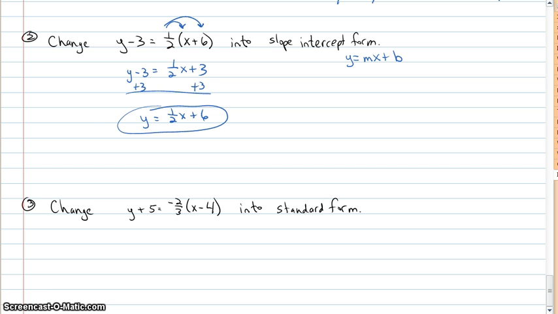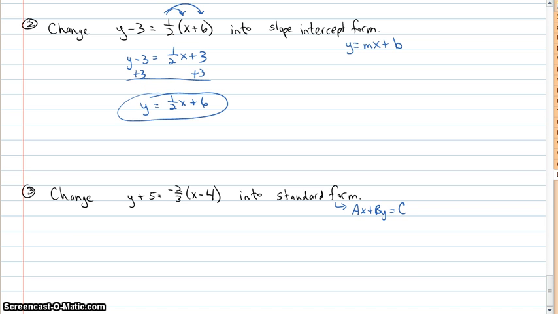Let's try changing point slope into standard form. Again, standard form is ax plus by equals c. A, b, and c are not fractions, and a is positive. So, let's begin by distributing, because there are no parentheses in standard form, so I need to get rid of them. Okay. I also know that the x and the y need to be on the same side, and that's all that's on that side. So no 5. I'm going to get rid of that, and I'm going to move the x to the left-hand side.